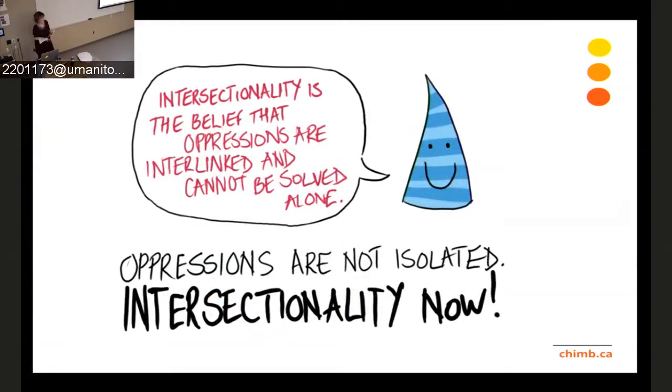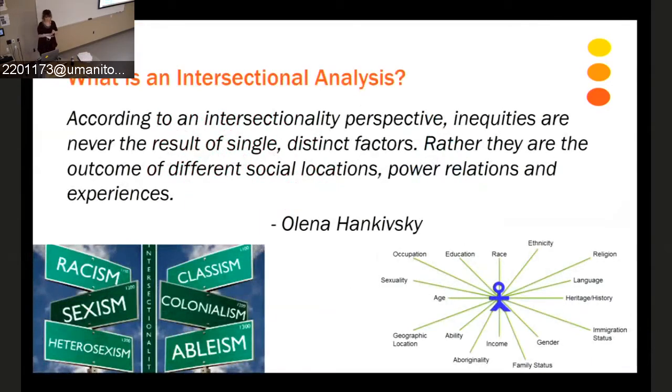So intersectionality is a belief that oppressions are interlinked and cannot be solved alone. So oppressions are not isolated. And the concept of intersectionality actually emerged from a number of different theoretical groundings, including US Black feminism, Indigenous feminism, Third World feminism, queer post-structuralist feminism. And the term itself was first officially coined by Kimberly Crenshaw in 1989. So this has been around for a while.